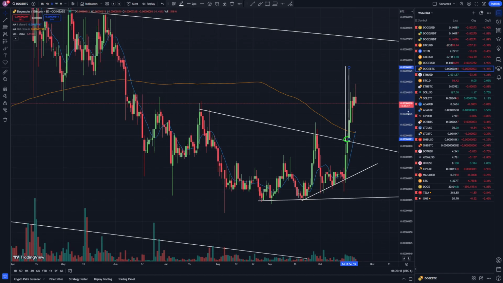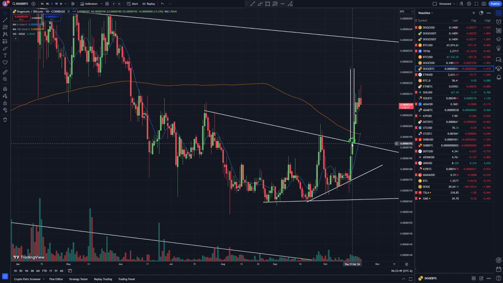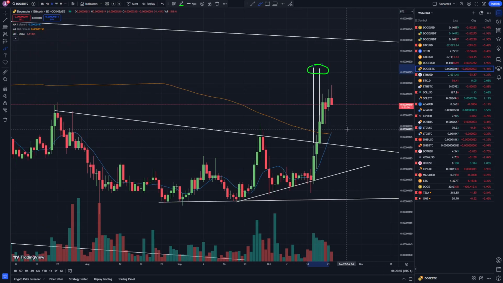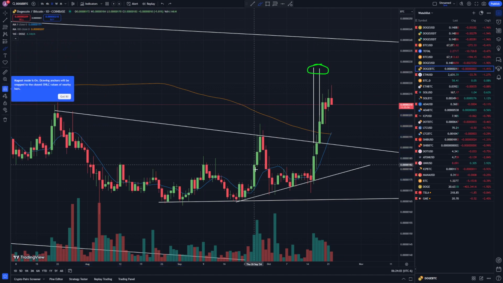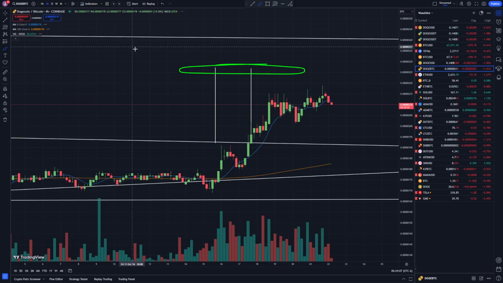These numbers are Dogecoin compared to Bitcoin, so I'm not really paying attention to the numbers, but I am paying attention to where we are as far as the target goes, and is it just moving up or is it moving down? Right now we are in this little parabolic move. Let's go to the 4-hour time frame and check it out.